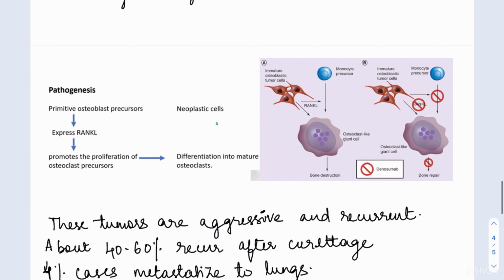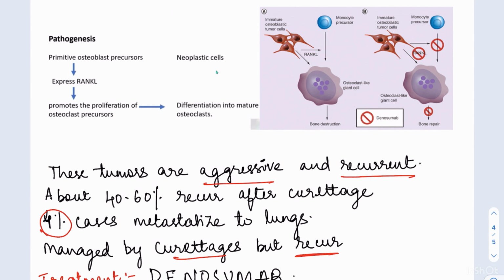Now coming to the pathogenesis, there are cells called primitive osteoblast precursor cells, which are the actual neoplastic cells. They rapidly divide, and there is more formation of primitive osteoblast precursor cells, which express RANK ligand. There is overactivity of RANK ligand, which promotes the proliferation of osteoclast precursors, which differentiate into mature osteoclast cells, and this increased activity of RANK ligand causes bone lysis and bone destruction.